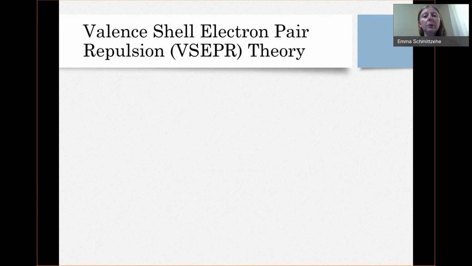That way we can understand how those molecules interact with one another and something about their physical properties. In this theory, as the name hints, it focuses on electron pairs and how they interact with one another. And since they are all composed of negatively charged things, of course, they repulse each other.